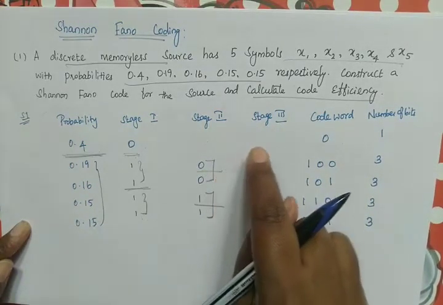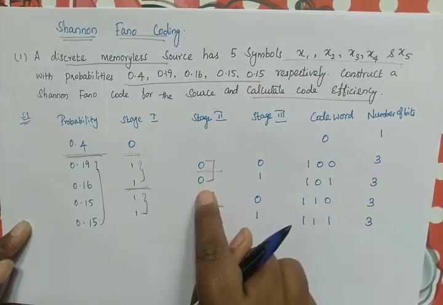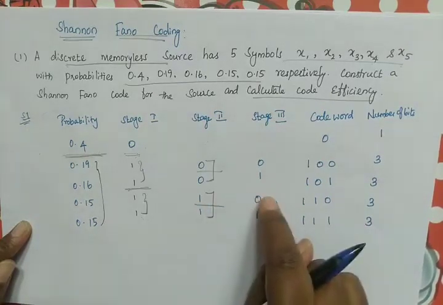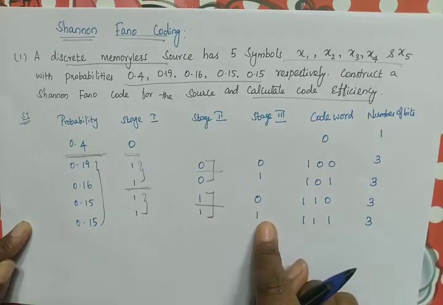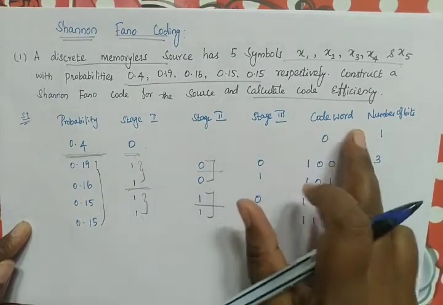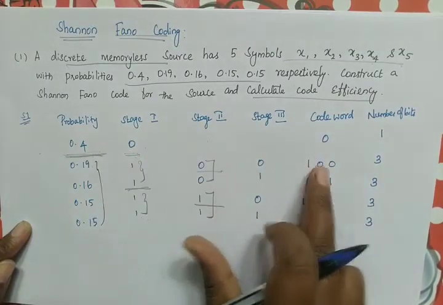Again split this. Above this line is the 0 group, below this line is the 1 group. Same way, above this line is the 0 group, below this line is the 1 group. That's it. We cannot split it again, so let us stop here. Now we have to write the code word. So what is a code word? We have to write these numbers as the code word.